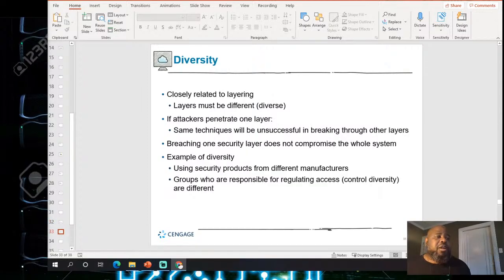Diversity. This sounds cool, but I don't know anybody doing diversity. It's closely related to layering. Layers must be different or diverse. If an attacker penetrates one layer, the same technique shouldn't be useful to break through other layers. Breaching one security layer does not compromise the whole system. Using security products from different manufacturers. I'm going to say that once again: using security products from different manufacturing groups that are responsible for regulating, access, and controlling, so the diversities are different.